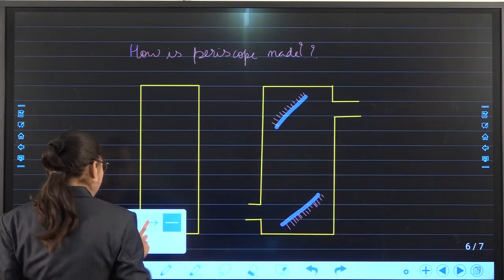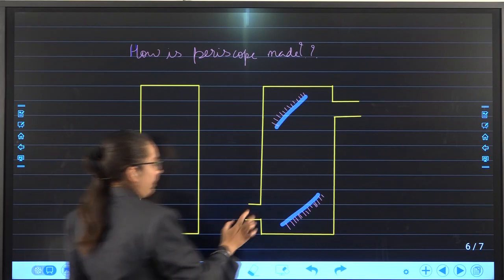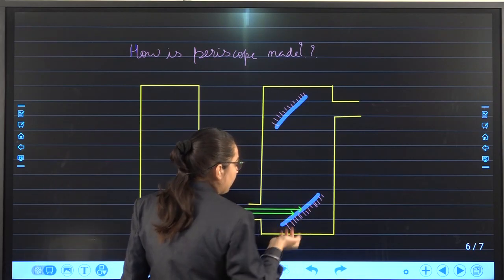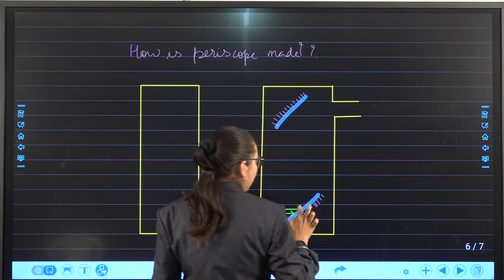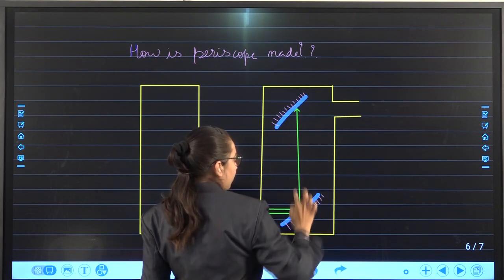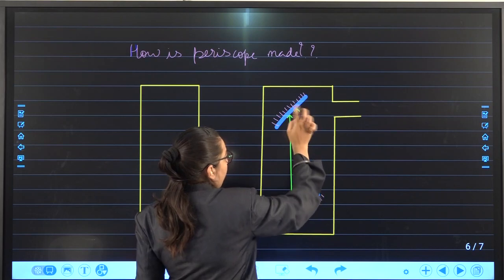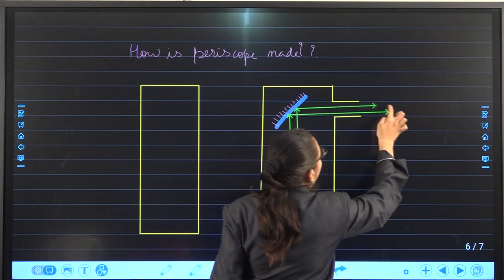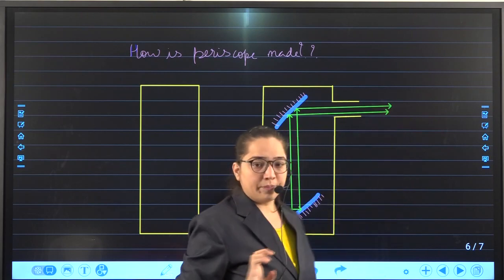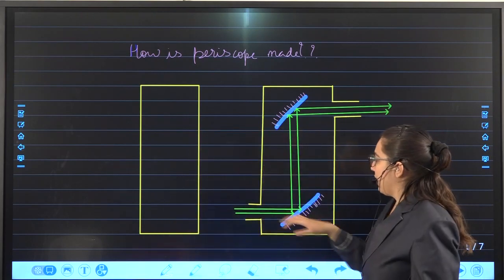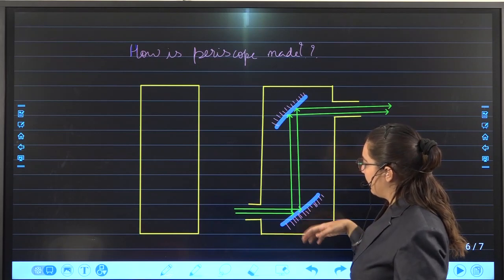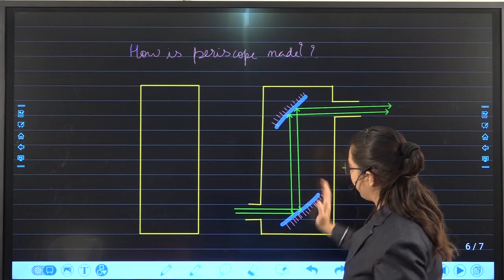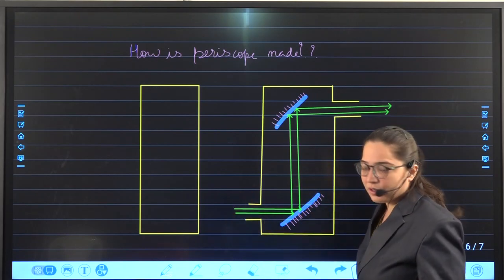When you are observing from here, the light rays will fall like this. After reflection, where will they go? After reflecting from here, where will they go? Whenever we are seeing over here, the light rays will get reflected from here and then we will be able to see it over here.